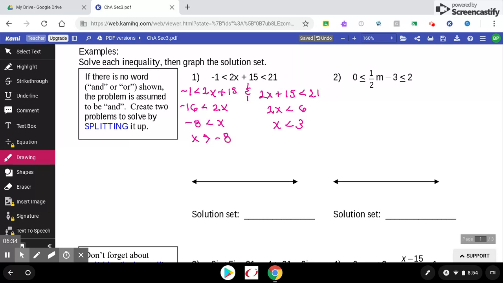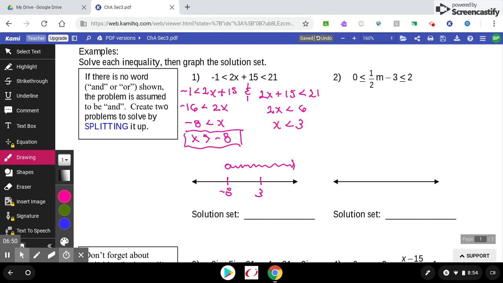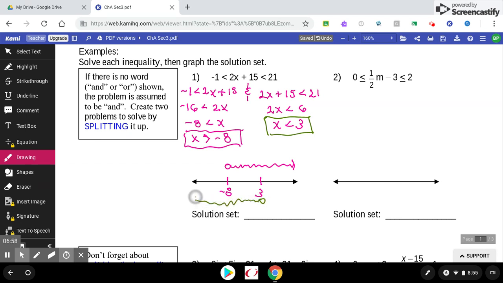So the graph, I mean, technically it's optional. I'm going to make you do it on a quiz anyway. But it really helps get the answer. So open circle for this guy, greater than, shade to the right. Open circle for this guy, less than, shade to the left.